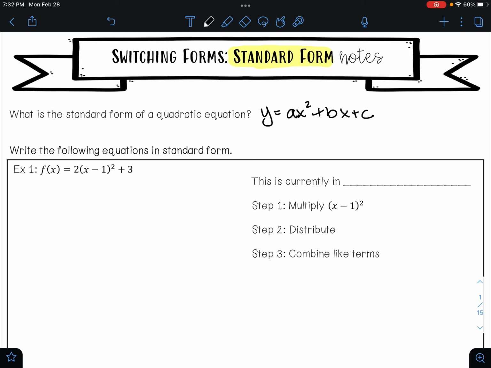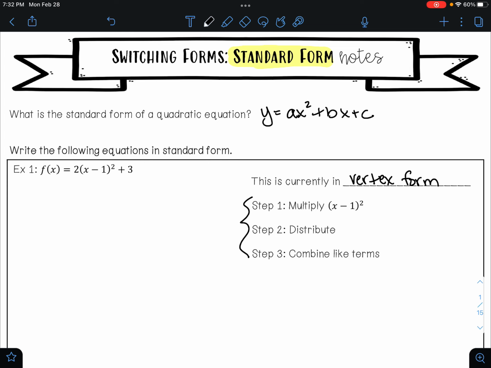Example 1 is f of x equals 2 times x minus 1 squared plus 3. This equation is currently in what form? Vertex or factored form? This is currently in vertex form. So to go from vertex form to standard form, we're going to follow these 3 steps right here.